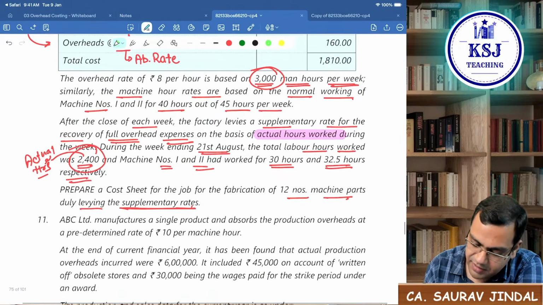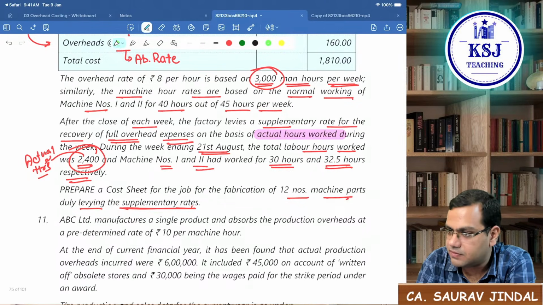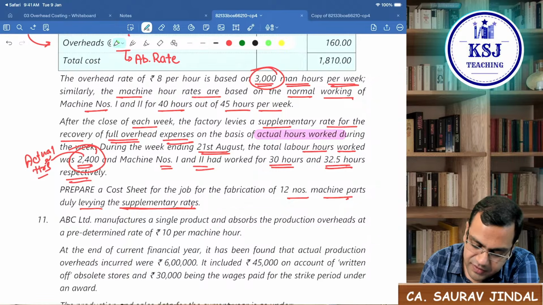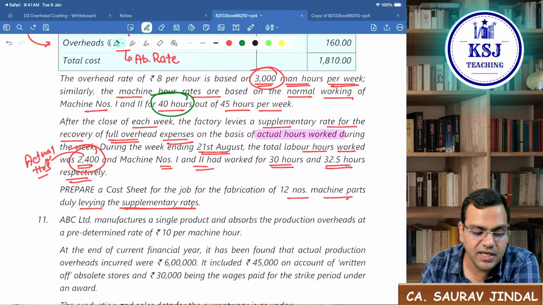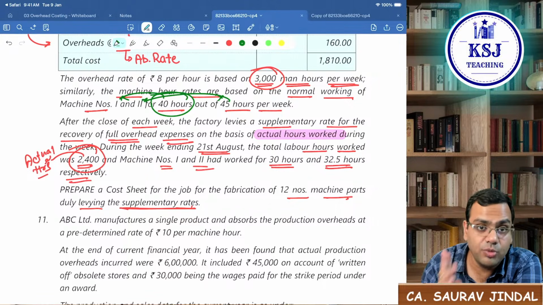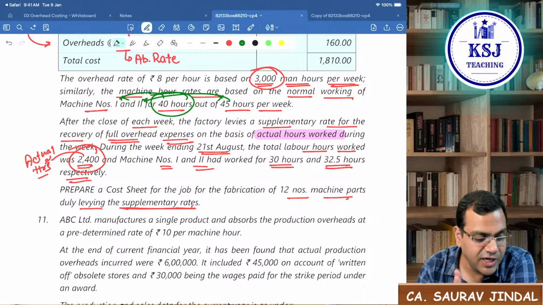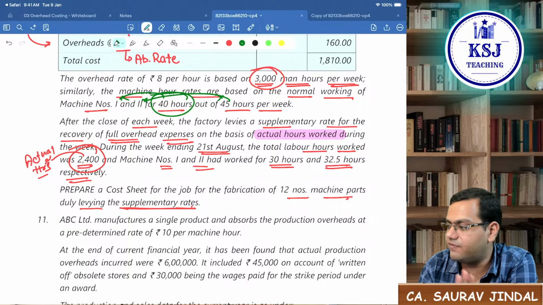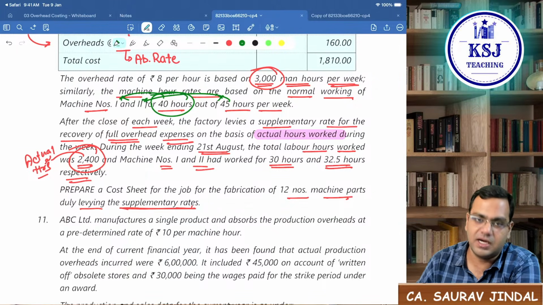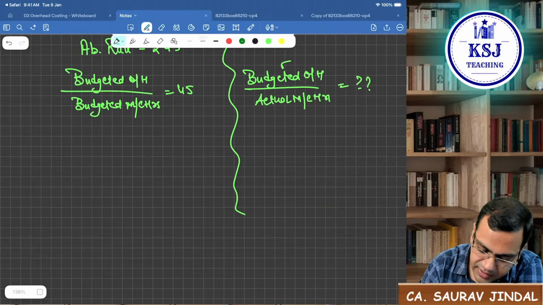Now what are the budgeted machine hours? See here, it is given that the machine hour rates are based on the normal working of the machines, 40 hours out of 45 hours per week. Now be very careful here that it is not 40 hours for machine 1 and 45 for machine 2. No. For both the machines, it is 40 hours working out of 45 hours available. Out of the total 45 hours which are available, the machines work for only 40 hours. Right? This is what it means.